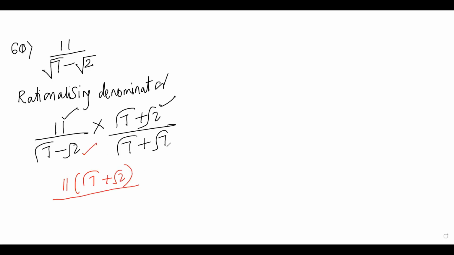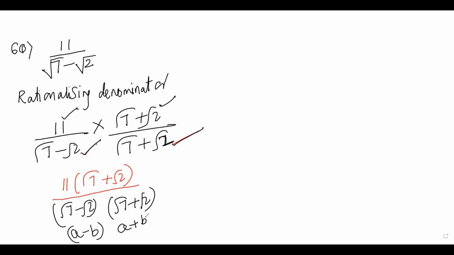Now denominator into denominator. This is root 2, make a note. So denominator into denominator: root 7 minus root 2, this one into this one, root 7 plus root 2. The denominator is in the form of a minus b into a plus b, which is equal to a square minus b square.